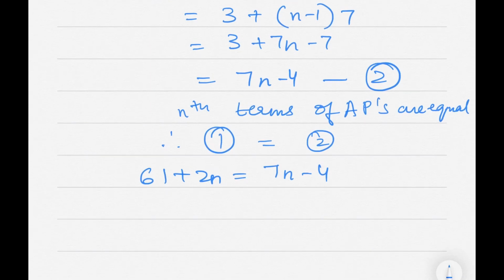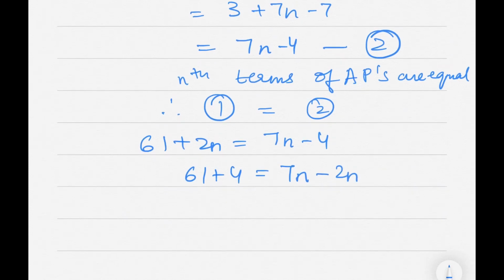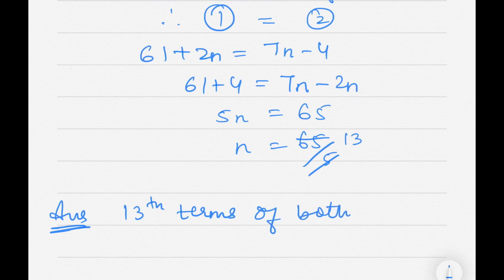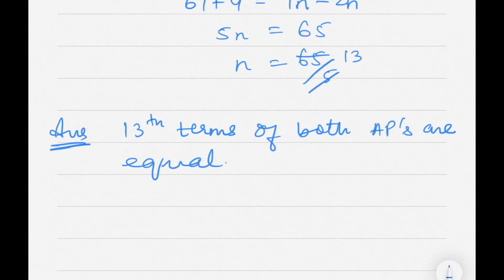Okay, now let's solve it. I'll take 2n to that side and this to the other. So 61 plus 4 will be equal to 7n minus 2n. So 7 minus 2 is 5, so 5n is equal to 65. So n is equal to 65 by 5, and this gives me 13. So I know the 13th terms of both APs are equal to each other. See you in the next video for the next questions.